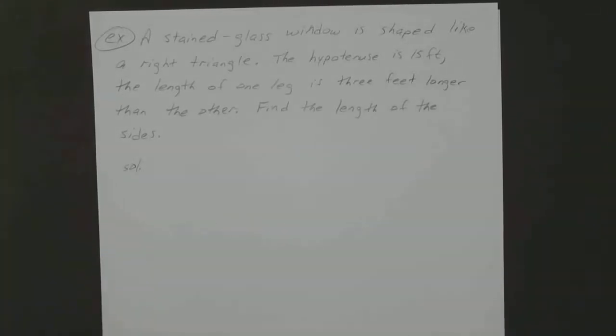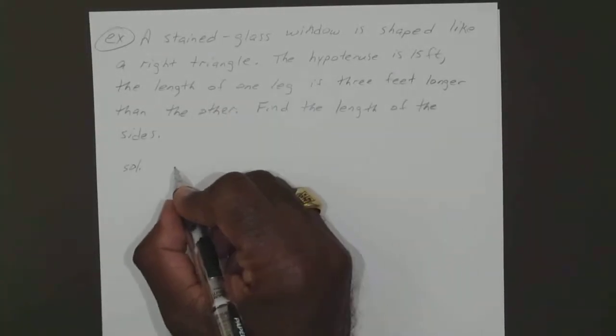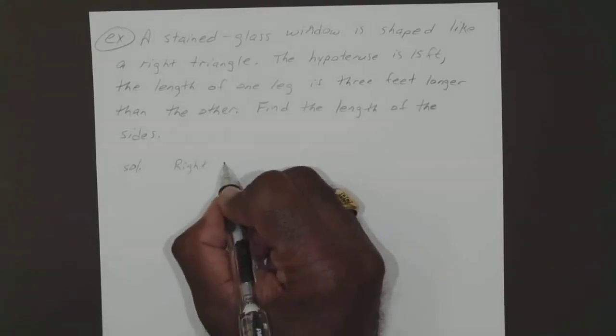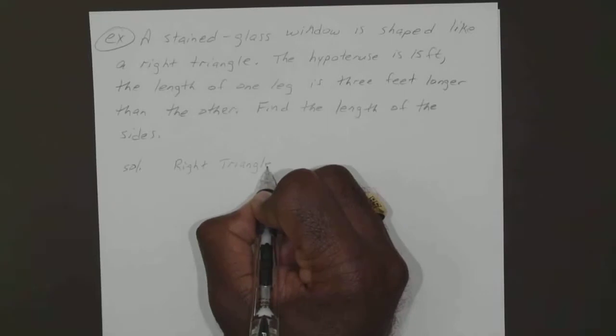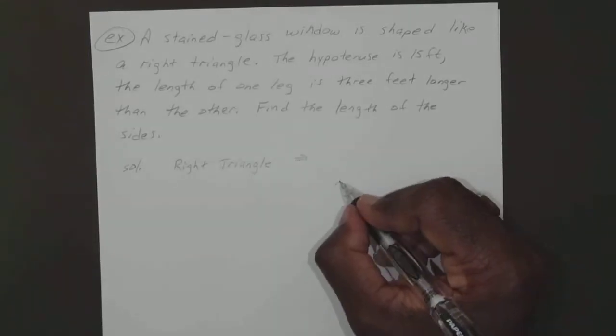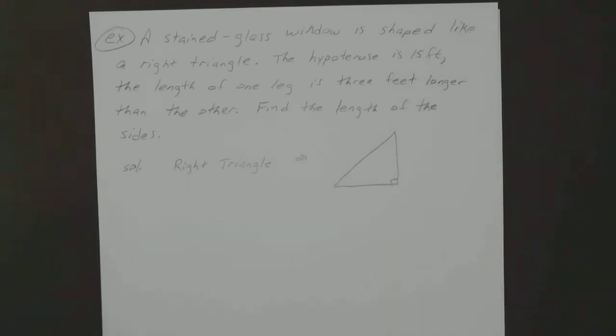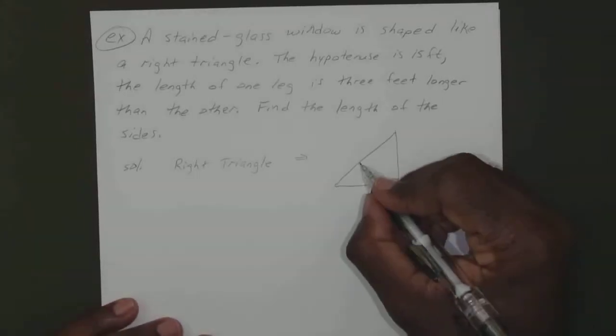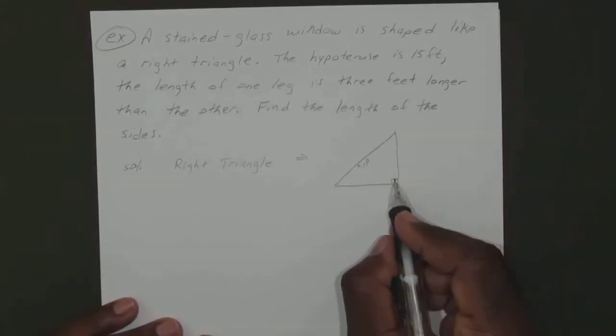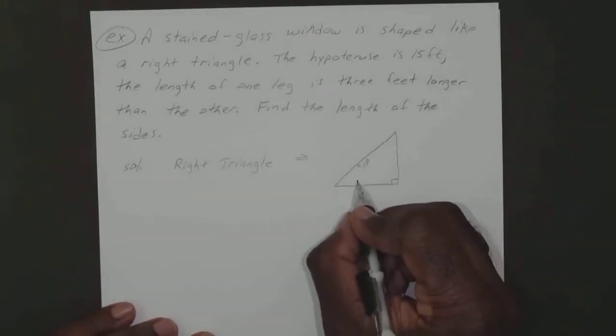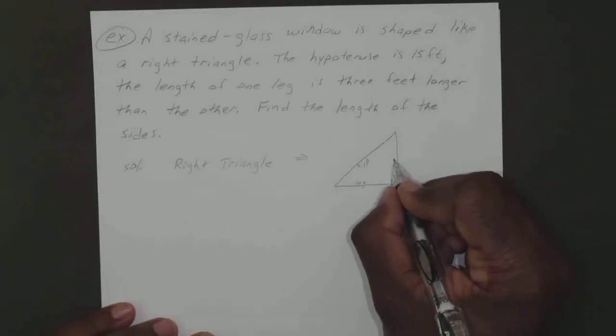So for this one, normally what I like to do, whenever I have story problems, is draw a picture or a diagram or something to help me visualize it. So since we know it's the shape of a right triangle, we just draw a right triangle. Okay. So for a right triangle, your hypotenuse is always across from your right angle. And you have your leg over here and your leg over here.